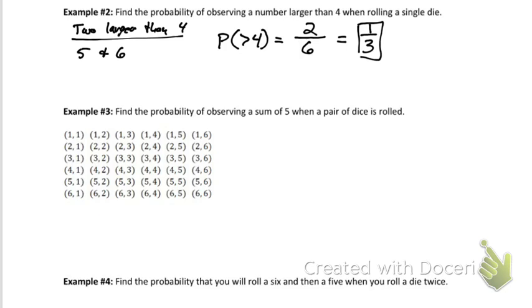The next one says, find the probability of observing a sum of 5 when a pair of dice is rolled. So this time you have to look at what would actually add up to 5. Normally I wouldn't write all of them out. I would just think in my head, okay, we have 1 and 4. We have 2 and 3. But be aware that you can flip the dice. So I can roll a 1 and then a 4, and I can also roll a 4, then a 1. Those are 2 different outcomes. I could roll a 3, then a 2, and then a 2 and then a 3, which would also be 2 outcomes.